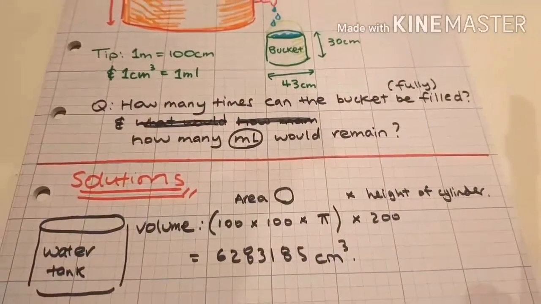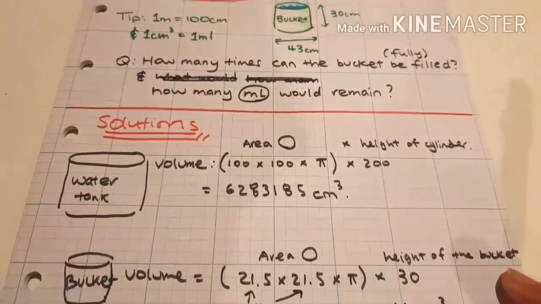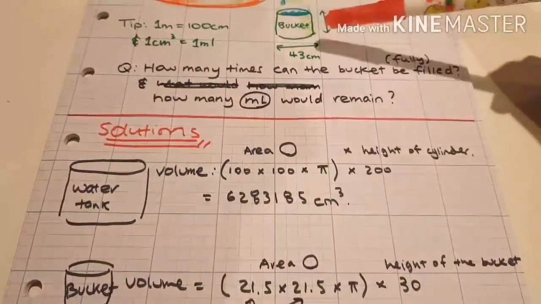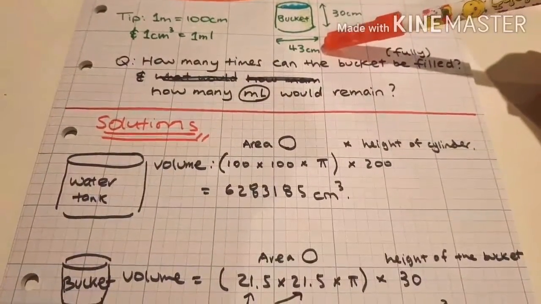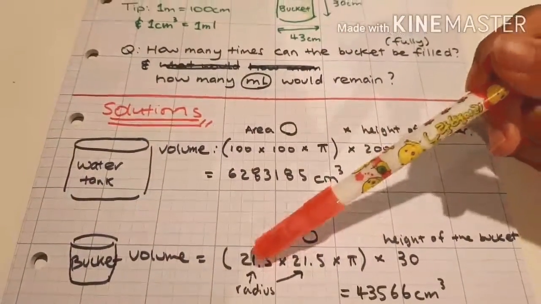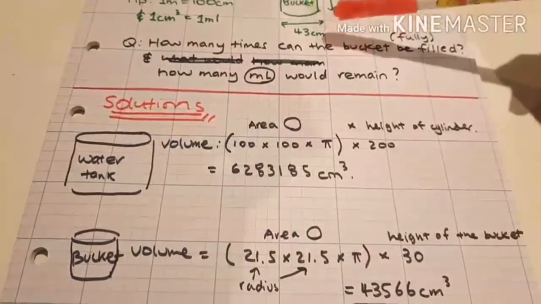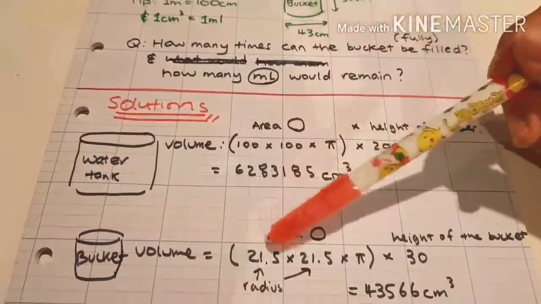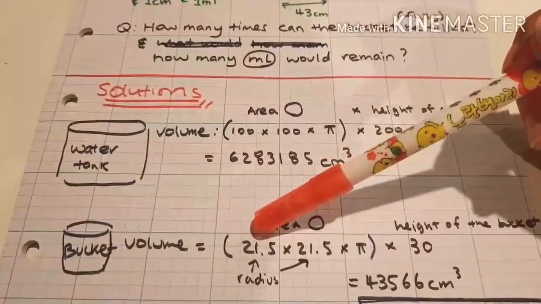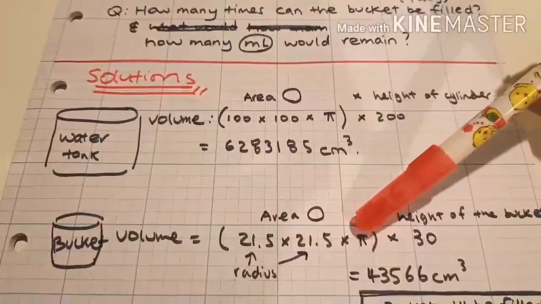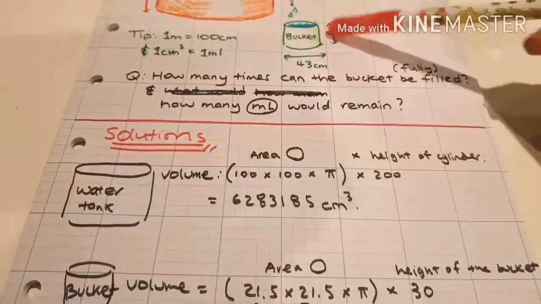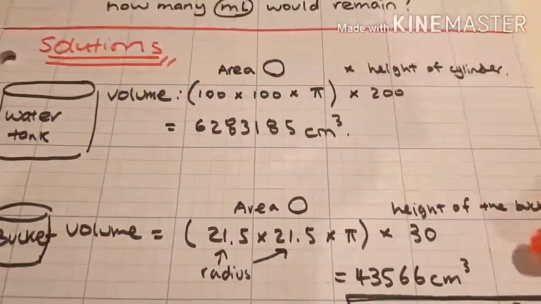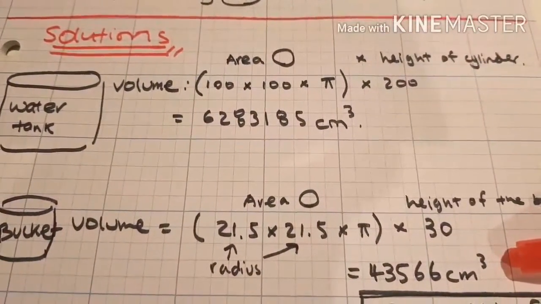Now I need to find the volume for the bucket. Okay, it's 43 diameter, but in order to find out the area of the circle, it needs to be the radius. So 43 divided by 2 is 21.5. So radius squared times pi, and the height of the bucket was 30. So there you go. That's my volume for my bucket.